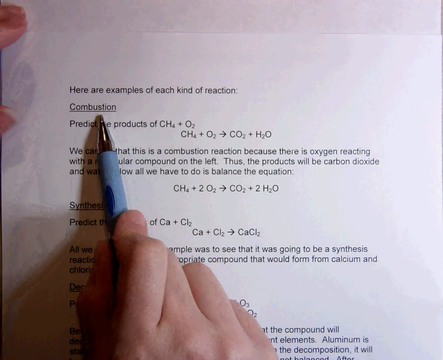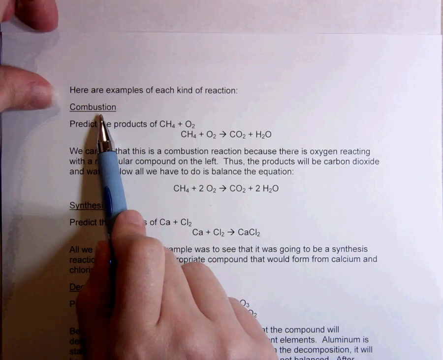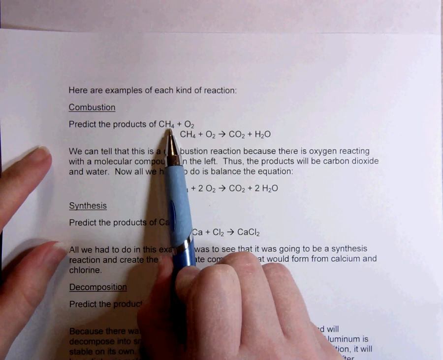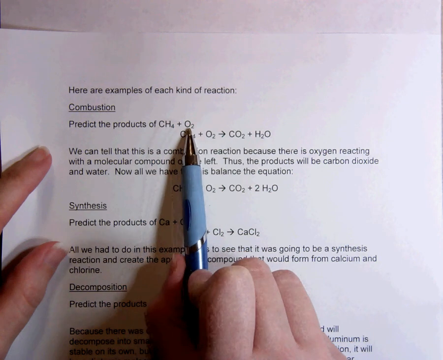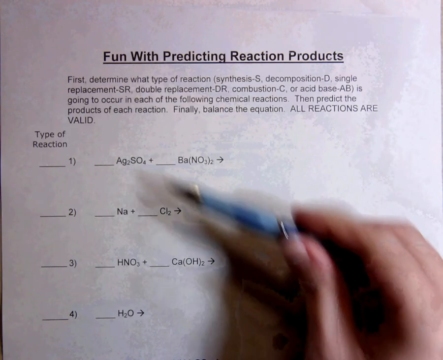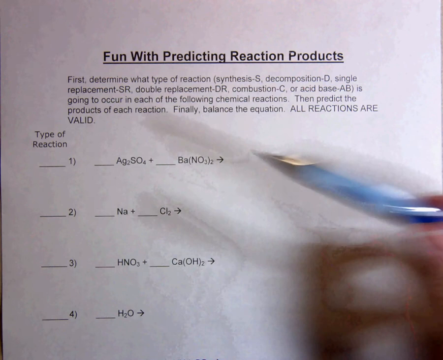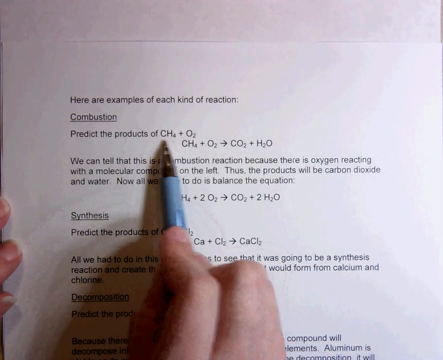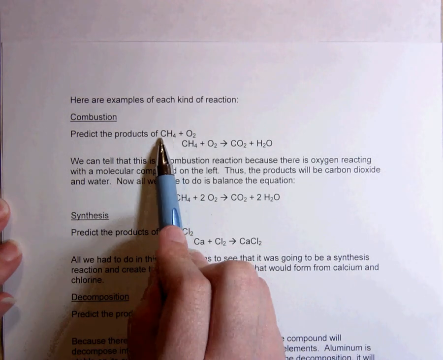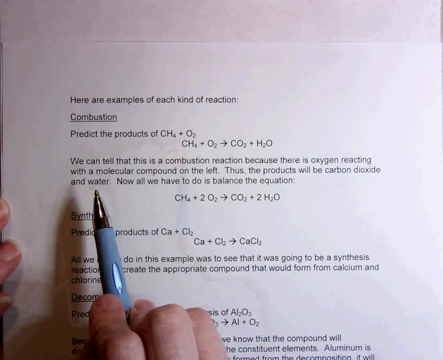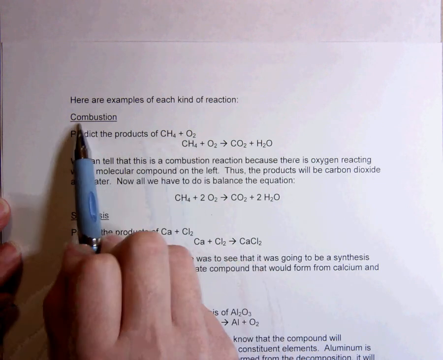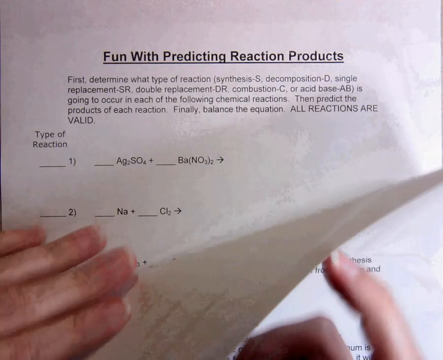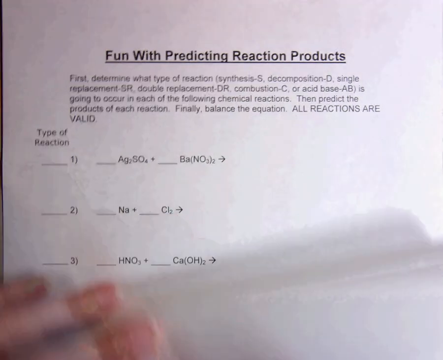So if we have a combustion reaction, you're going to have something that has carbon and hydrogen in it reacting with oxygen. So you'll go through 1 through 8 here and determine, do you have any that are a hydrocarbon, carbon and hydrogen, reacting with oxygen? If you do, you're going to label it a combustion reaction. Okay, for type of reaction here, you would put a C.